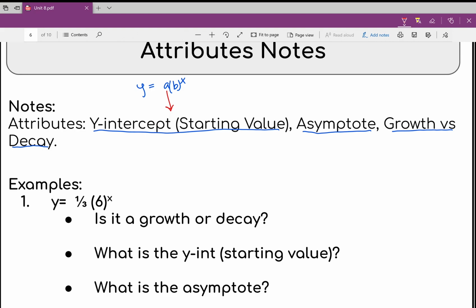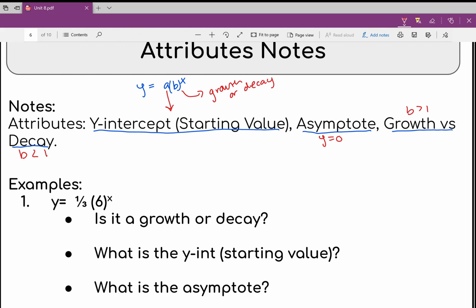We know it's a growth if b is greater than 1, and we know it's a decay if b is less than 1. So b represents growth or decay, while a represents the starting value. Okay, so let's look at some examples. Oh yeah, real quick. Asymptote: if you remember from the first and second video, in Algebra 1 the asymptote is always going to be y = 0. No matter what, the asymptote is y = 0. Okay, now let's look at the examples and begin.